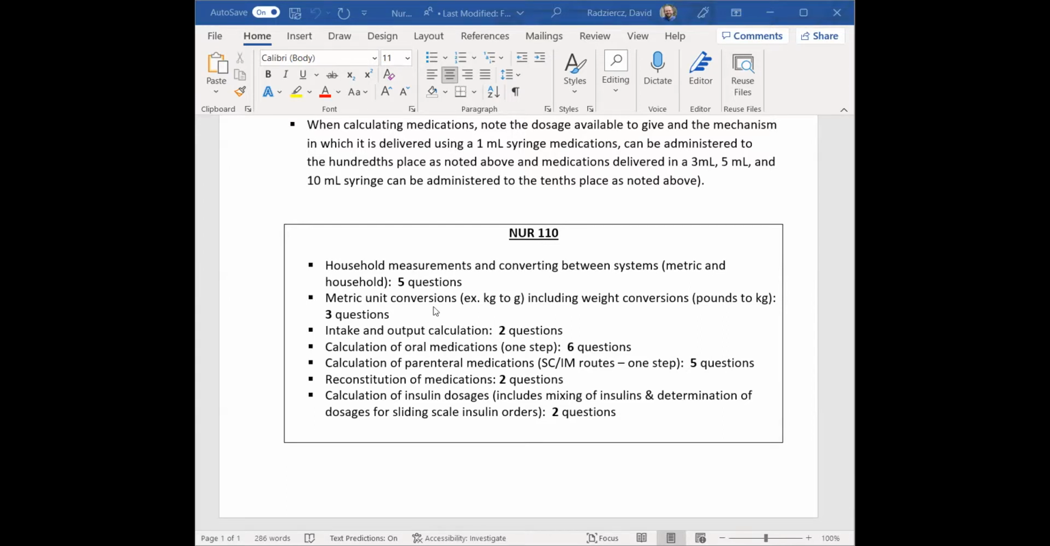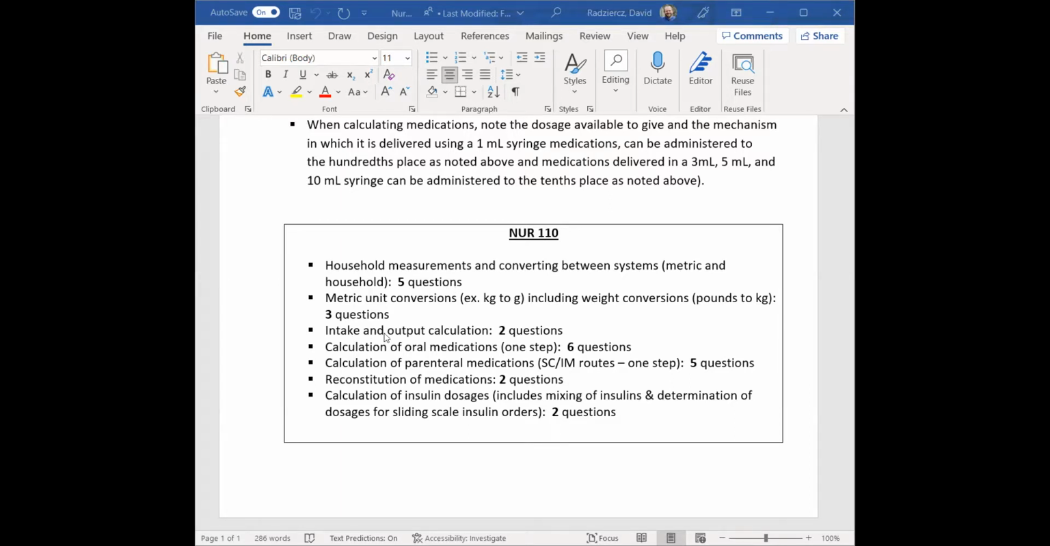Then you have some metric unit conversions. So going from milligrams to grams, micrograms to milligrams, milliliters to liters, and things like that. You'll see that these first 8 questions are lumped in. You'll see when we go through the practice and I'll explain some of the differences, but they kind of overlap.